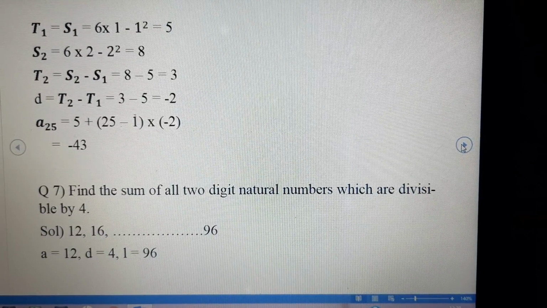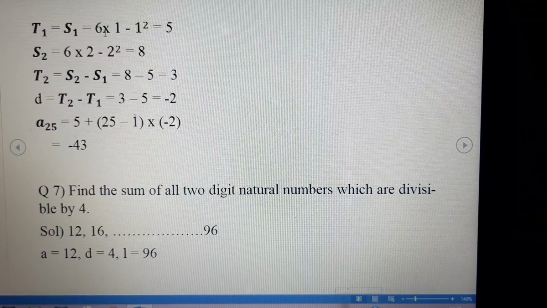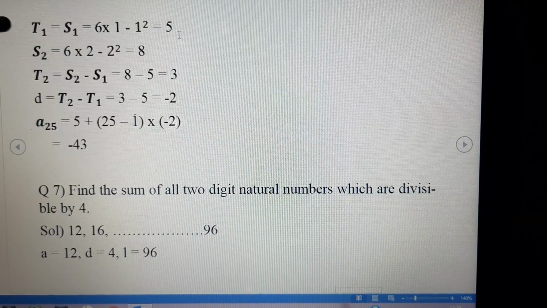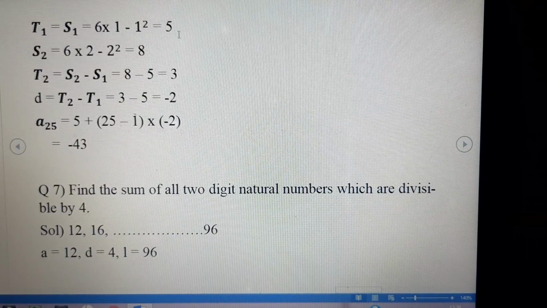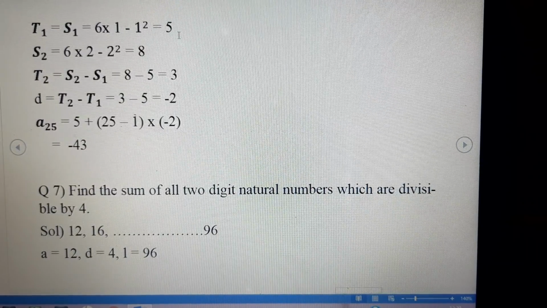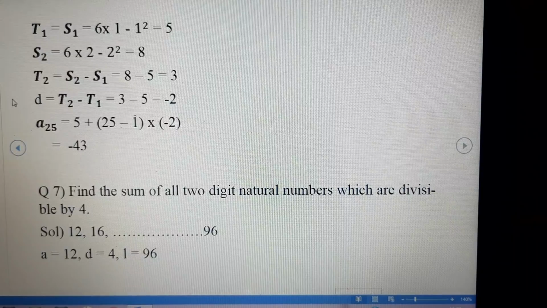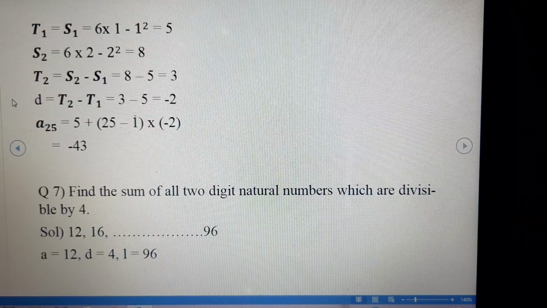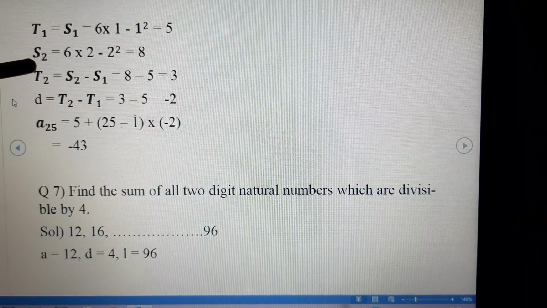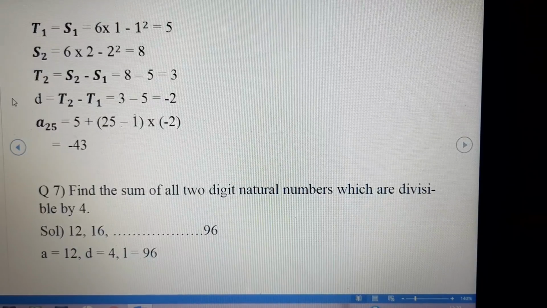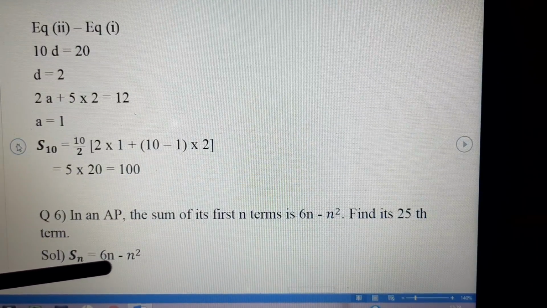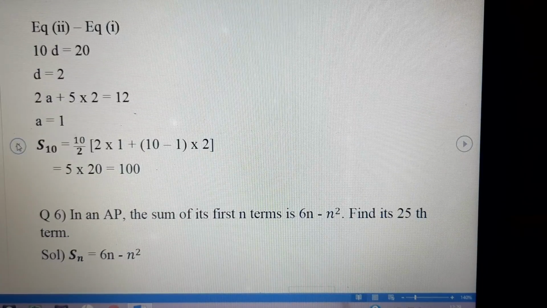So we have substituted n as 1: 6 into 1 minus 1 square. So we have got 5. T1, the first term, means a. A is 5 here. Now, if a series has 2 terms, T1 and T2, then what is the sum? Sum of 2 terms, S2, according to what is given, will be equal to 6 into 2 minus 2 square.